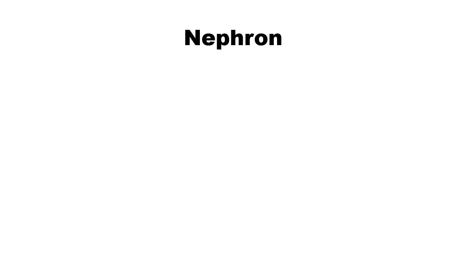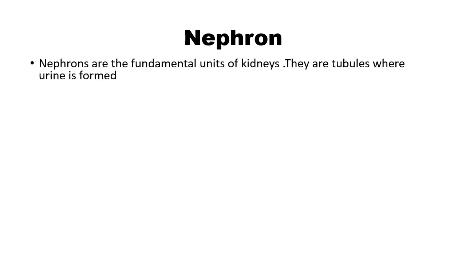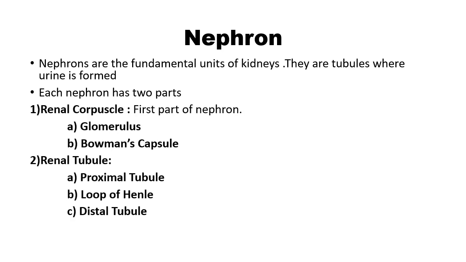Nephron, the basic fundamental unit of the excretory system. Nephrons are the fundamental units of kidneys. They are tubules where urine is formed. Each nephron has two parts. Renal corpuscle, which is the first part of the nephron, consists of glomerulus and Bowman's capsule, and the second part is renal tubule. Renal tubule is divided into proximal tubule, loop of Henle and distal tubule.